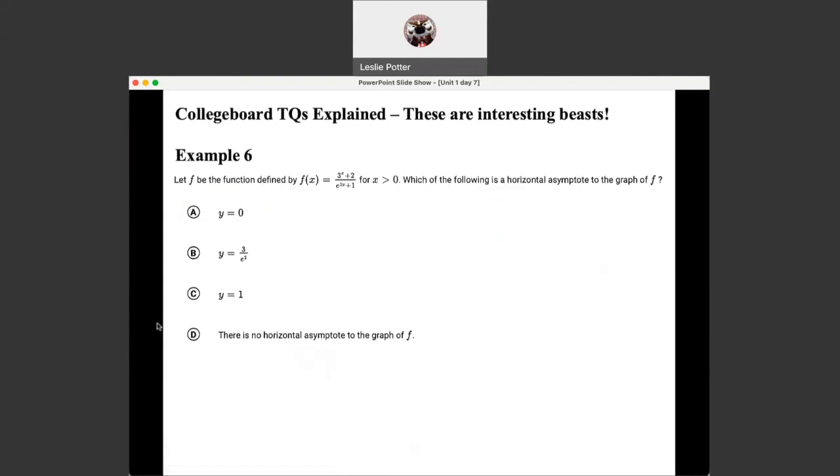Okay, let's take a look at this last one. So let f be a function defined by f of x equals 3 to the x plus 2 over the quantity e to the 2x plus 1. Now this is interesting. For all x greater than 0. Okay, it says which of the following is a horizontal asymptote to the graph of f. So again, we're looking at horizontal asymptotes, but we're only looking at the right end behavior. Okay, we don't care about the left end behavior because we don't care about negative values of x. So this is like half a problem. We only have to look on one side.